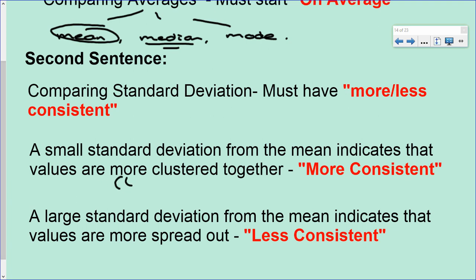Up here, you could also say less spread out. So the smaller the number, the more consistent. The higher the number, the less consistent. That's really what we're looking at. If it's got a small number, it's more consistent. If it's got a higher number, it's less consistent.